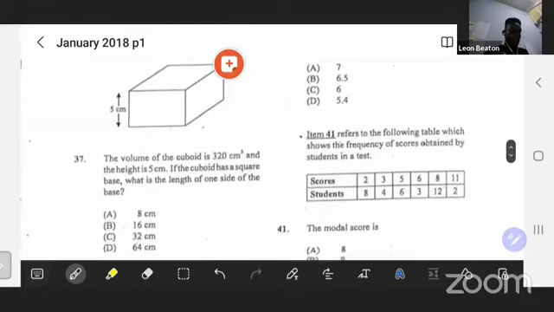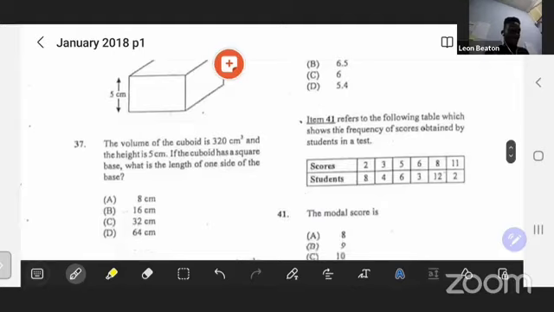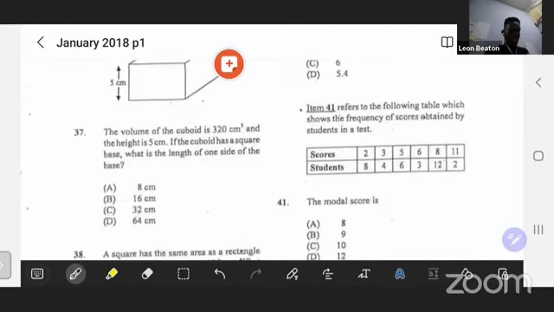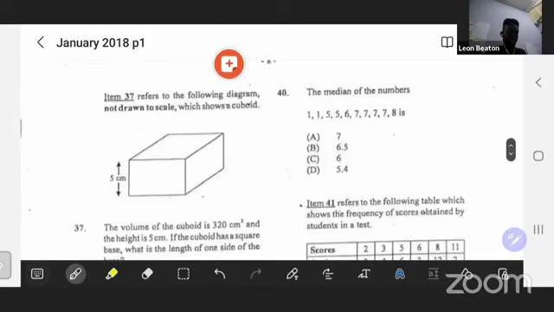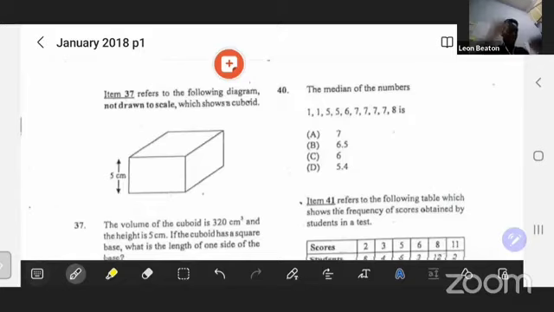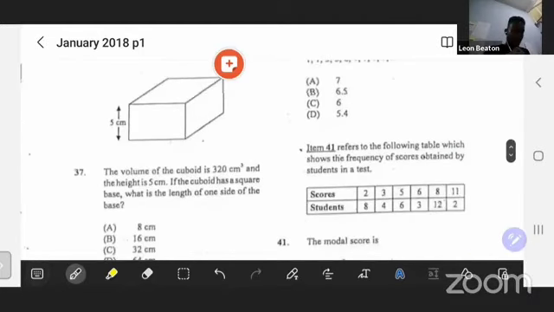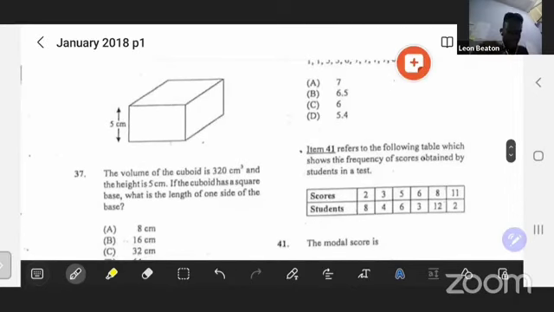And 37 says, item 37 refers to the following diagram, not drawn to scale, which shows a cuboid. So the question says, the volume of the cuboid is 320 cm cubed, and the height is 5 cm.